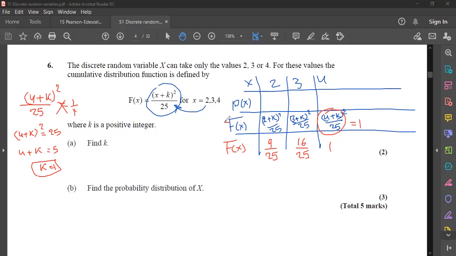Now forget about this row. Now let's come to P. 9 over 25 is the same as it is. And then what plus 9 over 25 gives you 16 over 25? That's 7 over 25. And what plus 16 over 25 gives you 1? That's 9 over 25. That's it. We're done. Then you can find the mean and a lot of things.